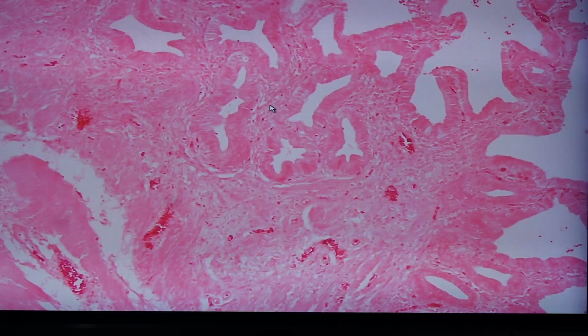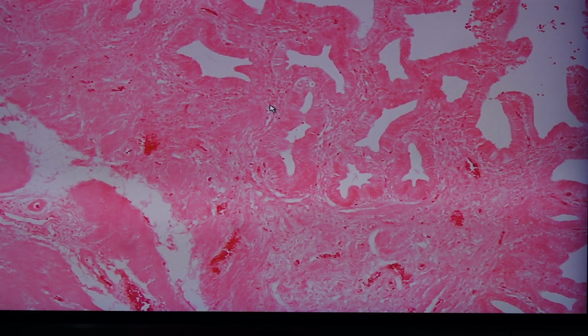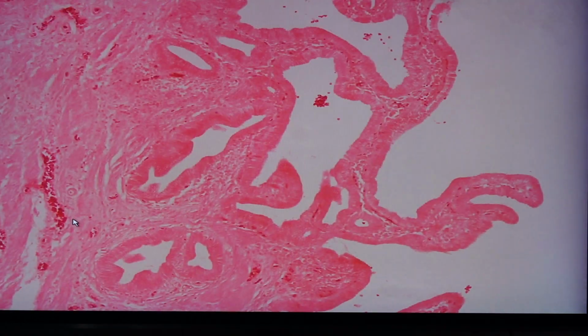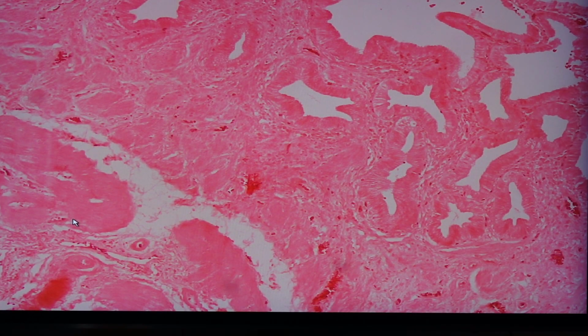Sometimes these glands would go into the fibromuscular stroma. We call them Rokitansky-Aschoff sinuses. Okay. So what is the etiology? For 90% of cases, it would be gallstones.